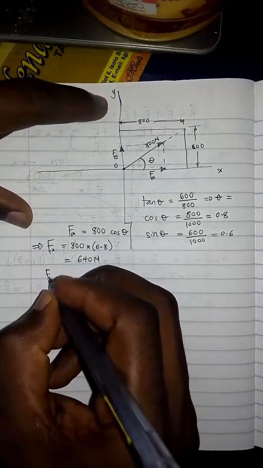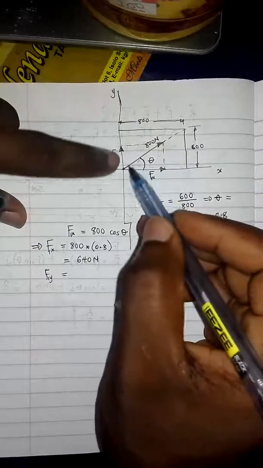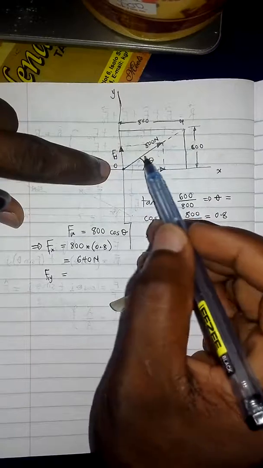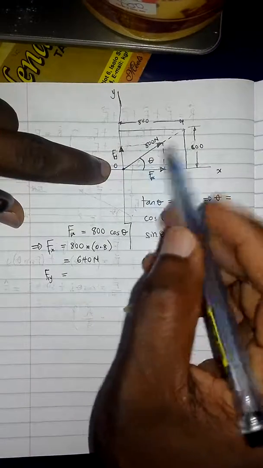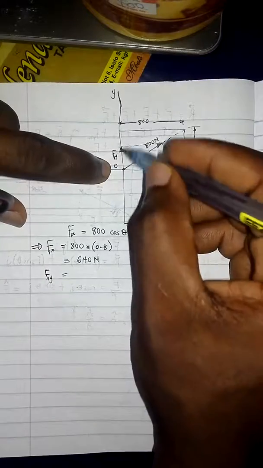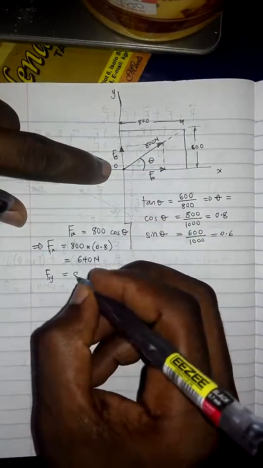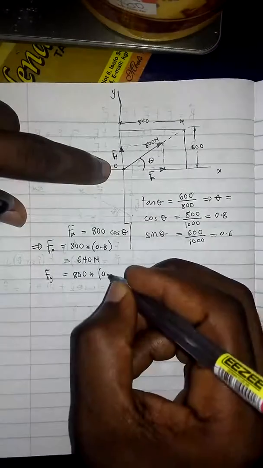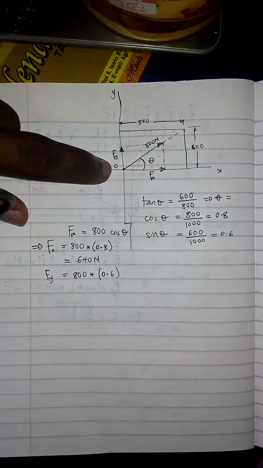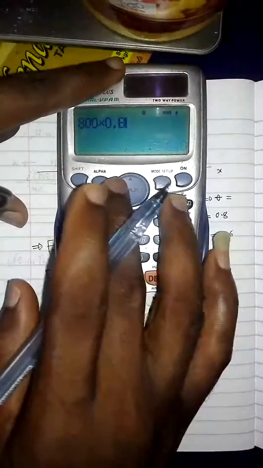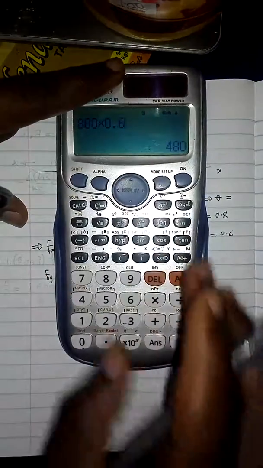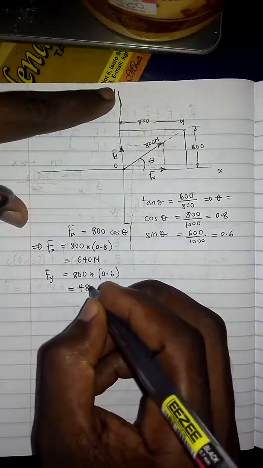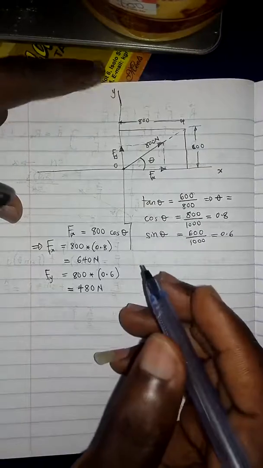Then to get its y component, F1y, obviously F1y is going to be 800 sine theta, because sine is opposite and this is the side opposite theta. This side is equivalent to F1y, so this is 800 multiplied by sine theta. Sine theta, as we already obtained, is 0.6, so I'm going to have 800 multiplied by 0.6, which gives me 480. So from here I have the y component of this force to be 480 Newton.